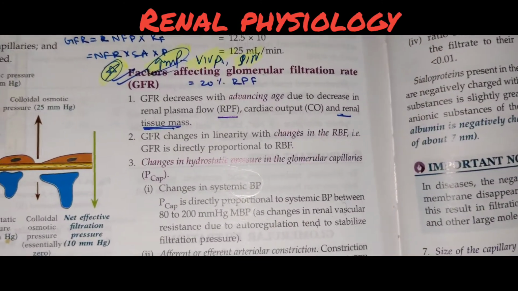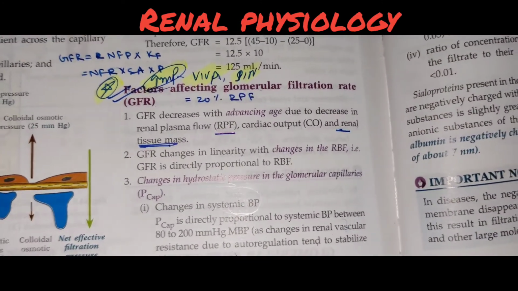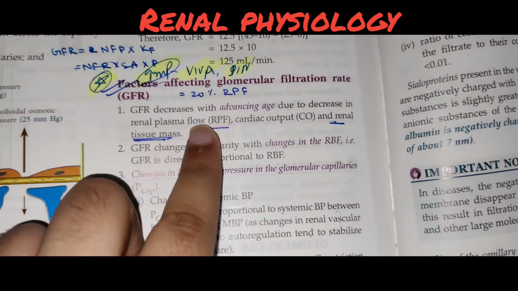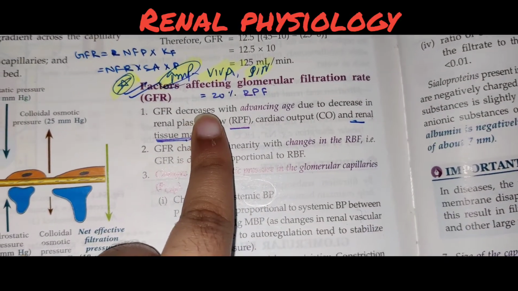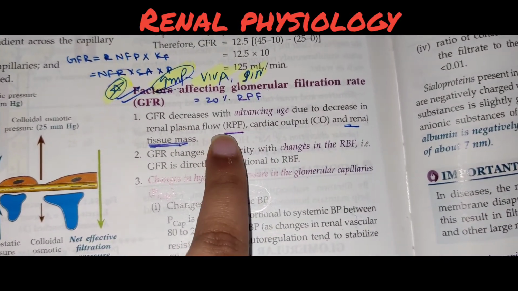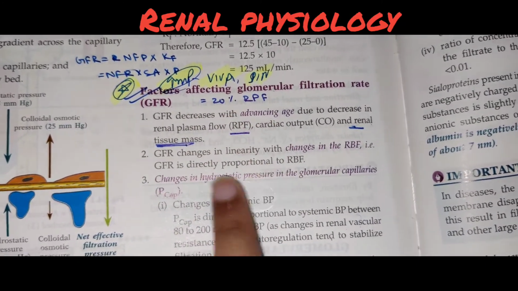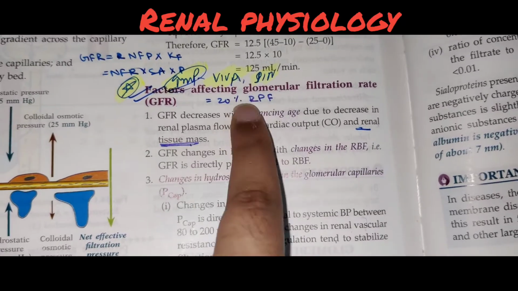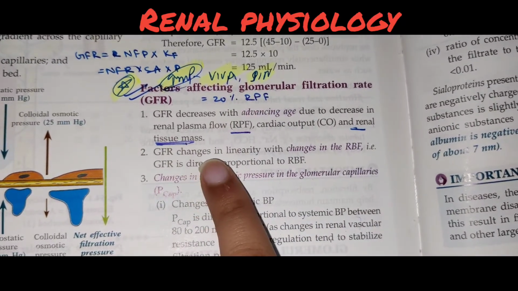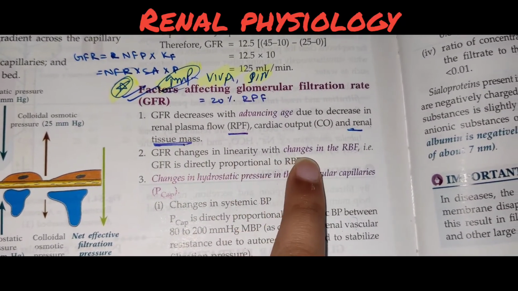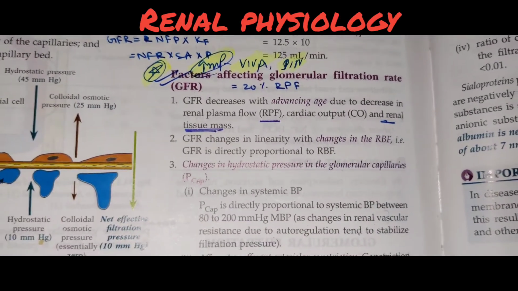So these were the factors affecting the GFR. Another factor which we hadn't discussed was that GFR decreases with age due to a decrease in the renal plasma flow, because GFR is 20% of the renal plasma flow. Next, as it is 20% of renal plasma flow, GFR changes linearly with the change in the renal plasma flow.